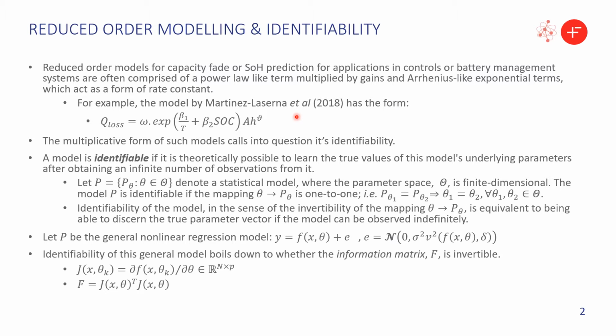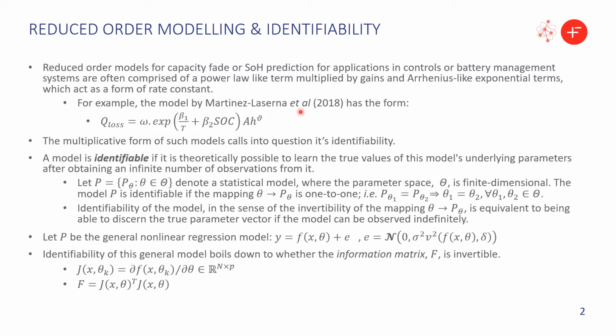The model is identifiable if it is theoretically possible to learn the true values of the model's underlying parameters after obtaining an infinite number of observations from it. And in the next 2 points, I provide some mathematical details. The key point is the second one, which is identifiability of the model in the sense of invertibility of the mathematical mapping from the parameter space to the statistical model is equivalent to being able to discern the true parameter vector if the model can be observed indefinitely.